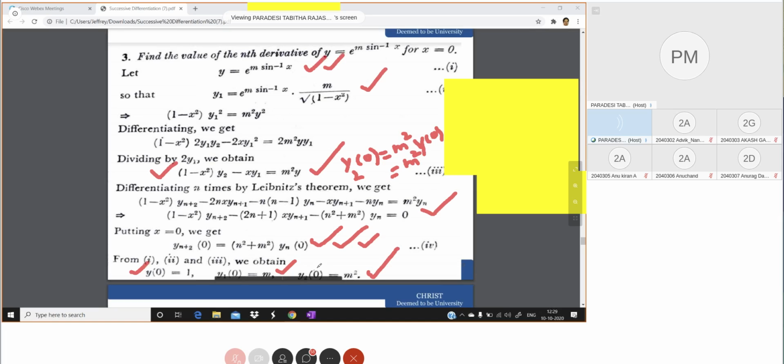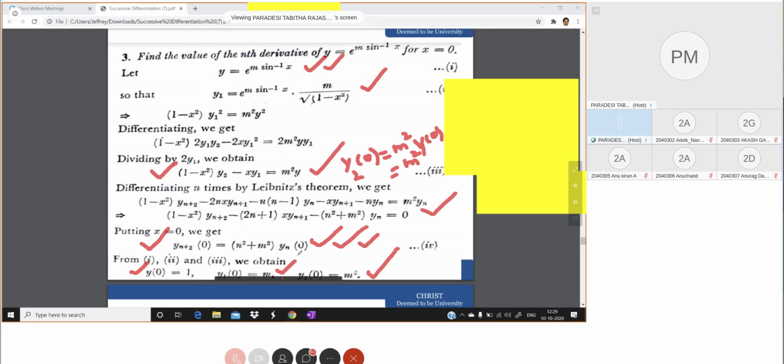So we got the initial three values. Now that I know y2, can I go back to this equation and find y3? Confirm? I have y of 0, I have y1 of 0, we have y2 of 0. Can we go to this equation and find y3? What will I put in place of n? If I want to find y3 of 0, in place of n, I need to put 1. So will it become a 1 plus m square into y1 of 0?